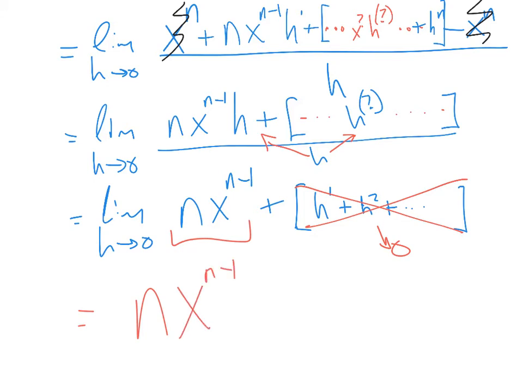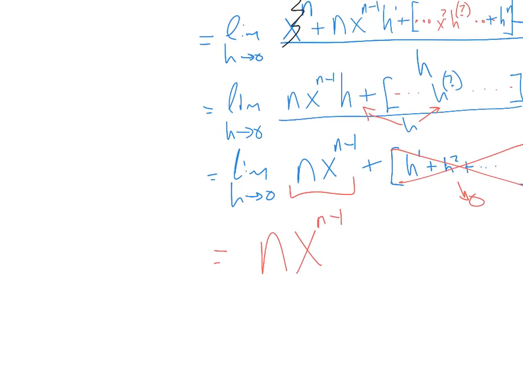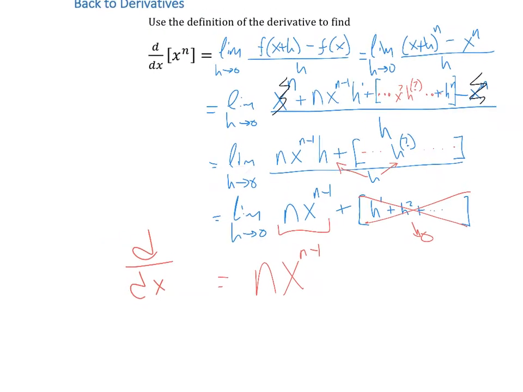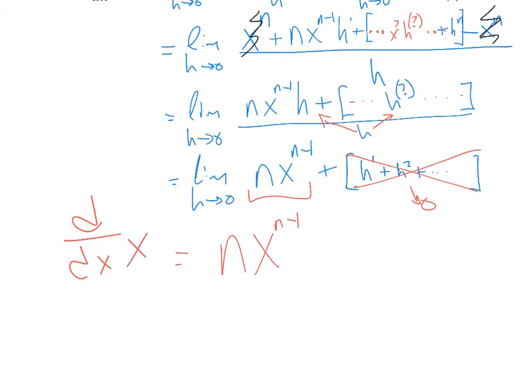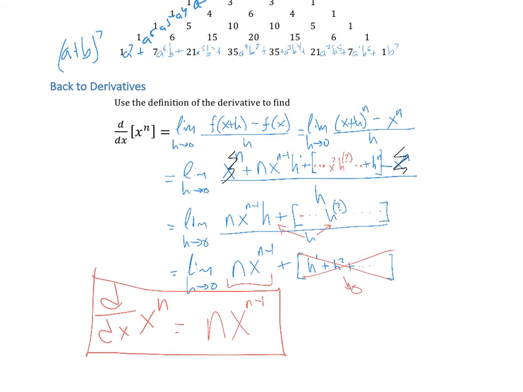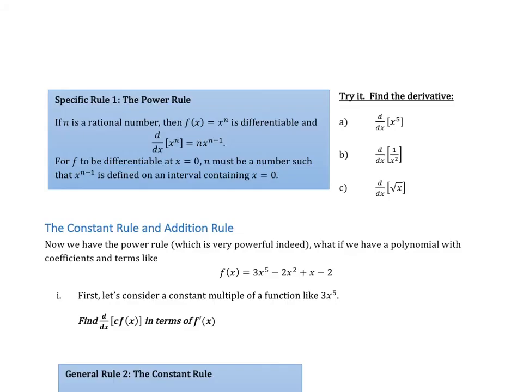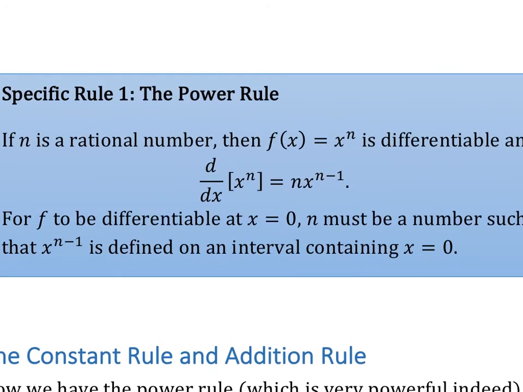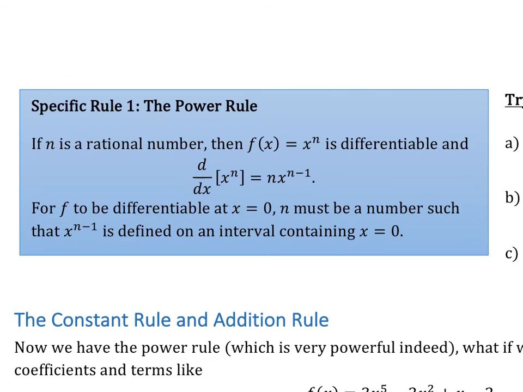So there you have it, and we have just proven that the derivative of x to the n is n times x to the n minus 1, and we never have to do that again. We've got our power tool, our first power tool. All right. So here's our tool. We have the power rule right here.